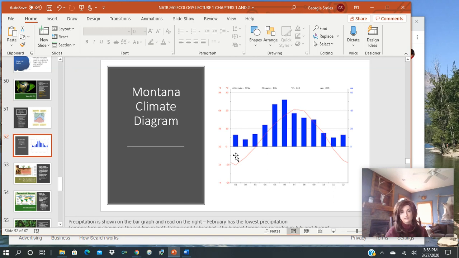Climate graphs are critical in the studies of ecology. They're typically in research papers, and they'll likely show up to haunt you on a midterm or a final.